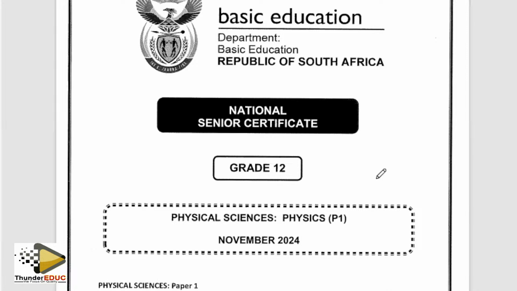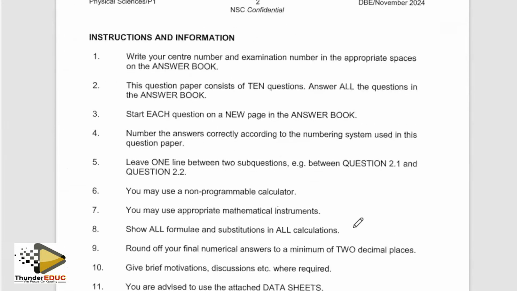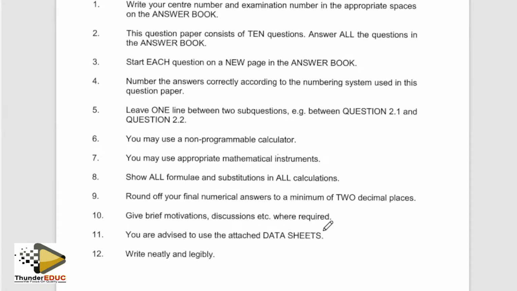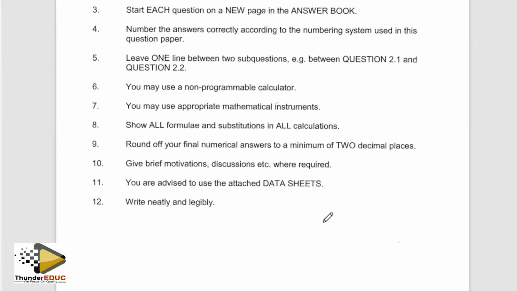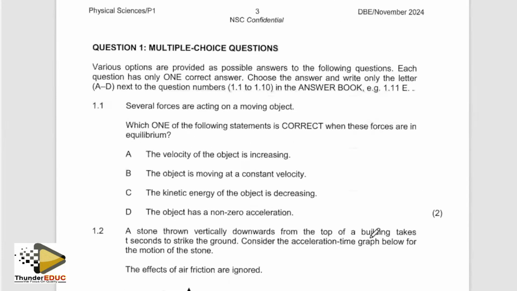Hello, and welcome to this episode where we shall be looking at the proposed suggested memorandum for the Physical Sciences Paper 1 for November 2024 for grade 12. We have 10 questions that we need to look at. We can use a calculator and instruments, show the formula, and all of that. We're rounding off to 2 decimals. With question 1, which is the multiple choice, we have various options for answers, and we can just choose one to be our correct option.